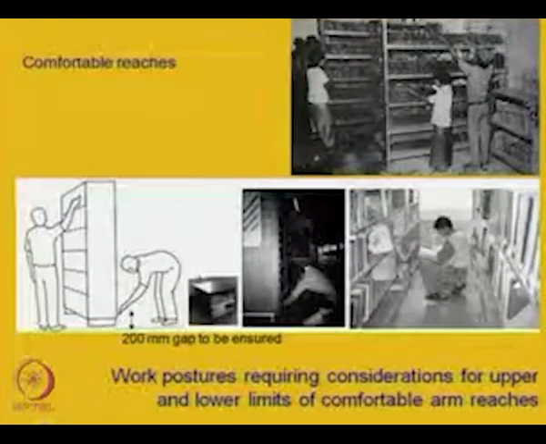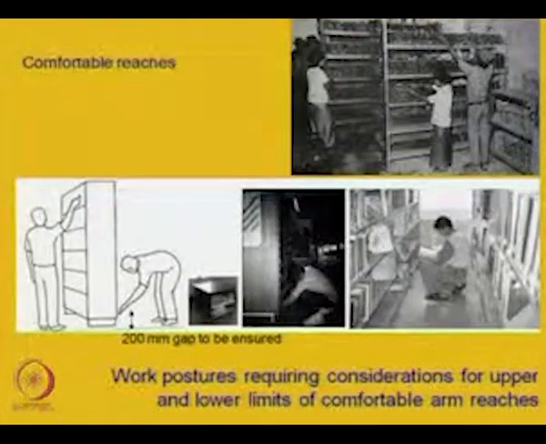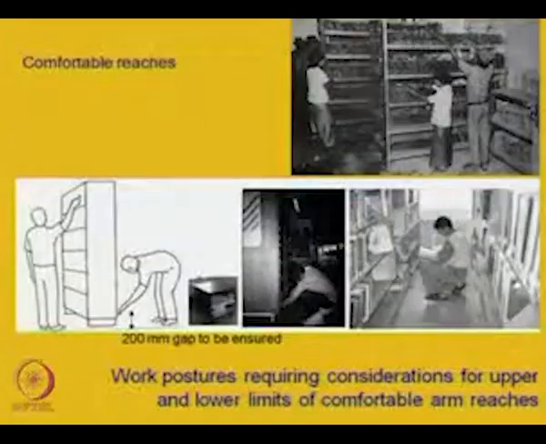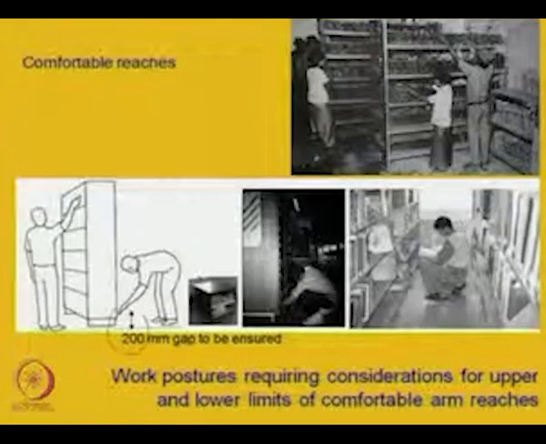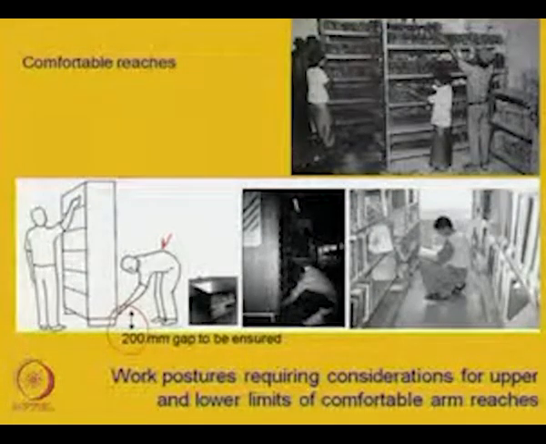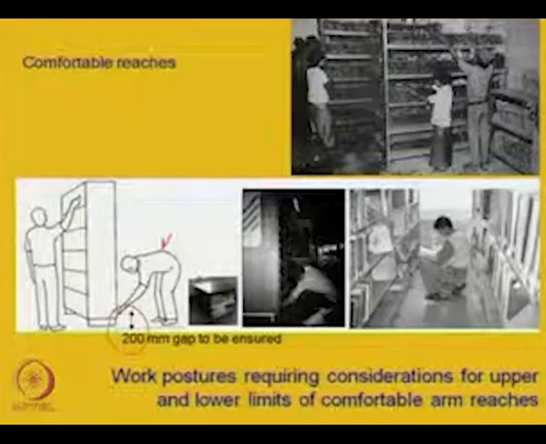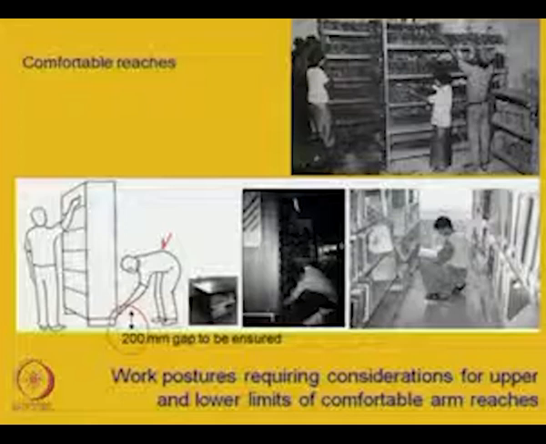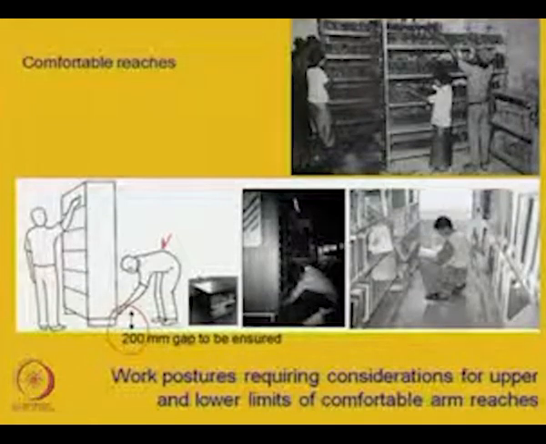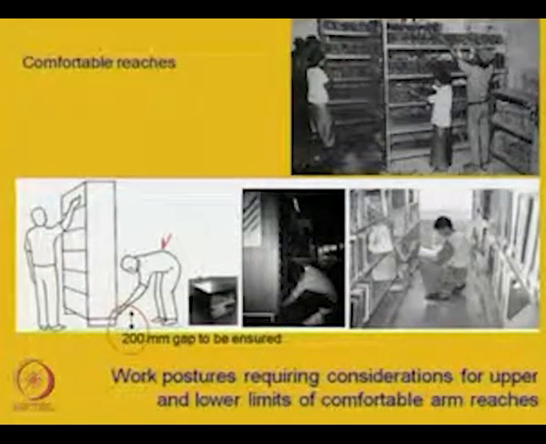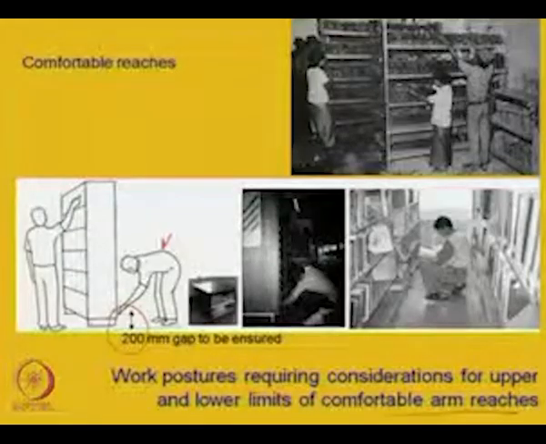Now, this comfortable arm zone is also the same idea. Not only the upper arm reach, the lower arm reach is also required: around a 20 millimeter gap should be ensured at the bottom so that stress will be less. We have already discussed this part earlier, but here we stress that for work posture, upper and lower limits of comfortable arm reach have to be ensured where we need to perform some skillful activities.